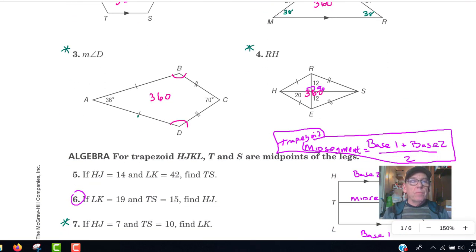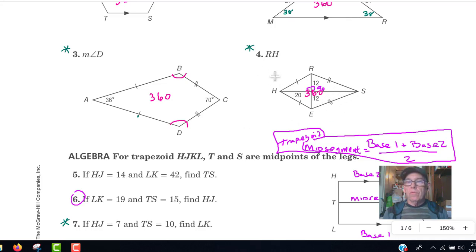Number 3, these angles all need to add up to 360. You get 2 angles given to you. The vertex angles are given to you. These 2 non-vertex angles in a kite, which are consecutive pairs of congruent sides, have to be congruent with each other. So basically you've got 70 plus 36 plus 2 x's makes 360, and you can figure out what each one of those angles has to be.